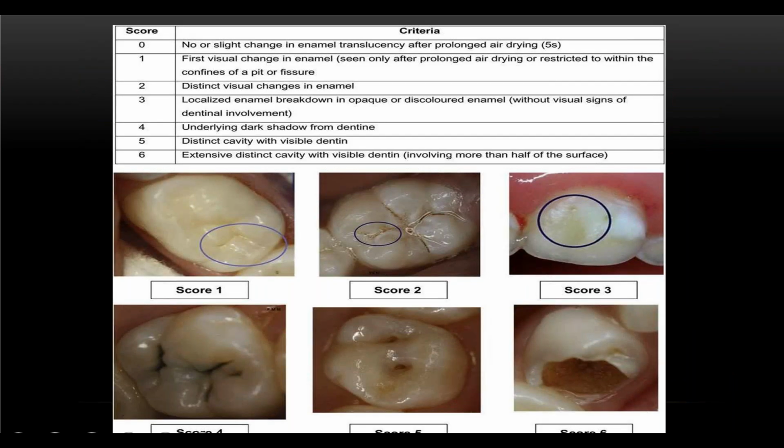So score 0 if you are visually able to see no or slight change in the enamel translucency after prolonged air drying, which is 5 seconds. If you have first visual changes in the enamel after prolonged air drying, that is your score 1, which is here.